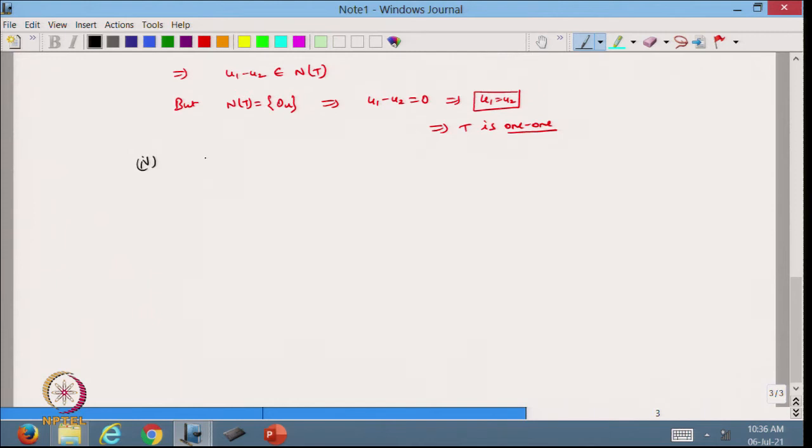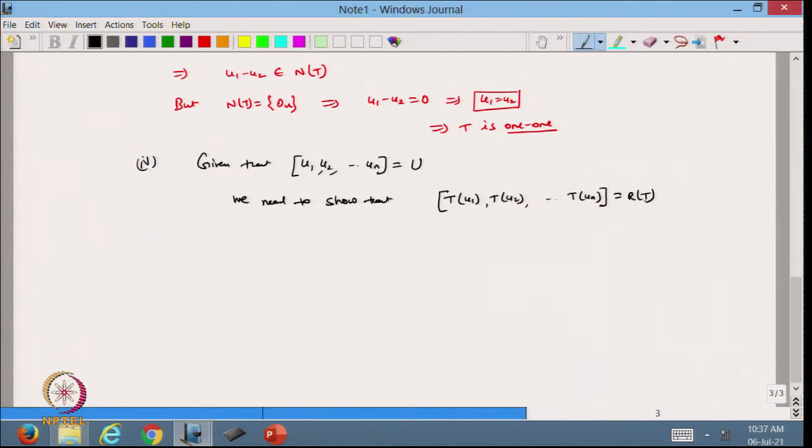Now, it is given that the span of U1, U2, ..., UN is U. Now, from here we need to show that if I take the span of T of U1, T of U2, ..., T of UN, that is equal to R(T). So, this we need to show.